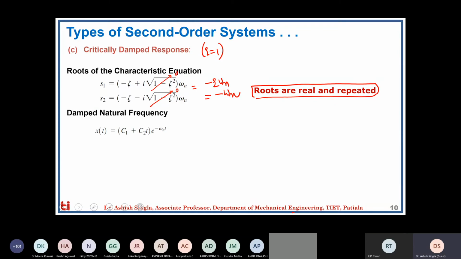As both the roots are equal, the general solution is not simply c1 e raised to s1t plus c2 e raised to s2t. As both the roots are the same, in order to find the general solution, the terms must be independent from each other. That's why we have to impose this t term: c1 plus c2 times t, into e raised to minus omega nt.